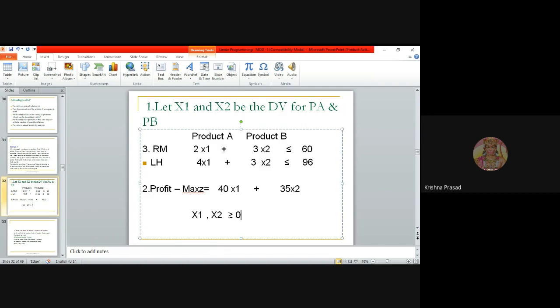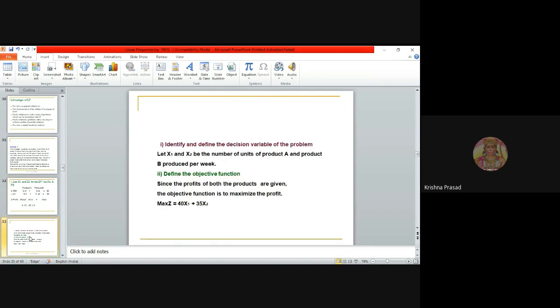So we got the fourth step also. Fourth step: how to write this particular problem. You understood this one, how to analyze? When you are doing any other problem, you'll come to know. Please make a note of this. Identify the decision variables, first step. Let x1 and x2 be the number of units of product A and product B produced per week.